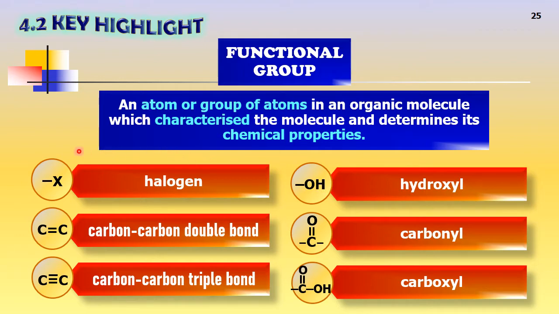When a reaction is taking place, the carbon that bonds the halogen will undergo changes. For carbon-carbon double bond, this doubly bonded carbon itself will undergo changes when it is reacted with a certain reagent. The same goes for the OH group. In reaction, the carbon that bonds the hydroxyl group will undergo changes. So that means functional group is also involved in chemical reactions, which means that it determines the chemical properties of that particular compound.